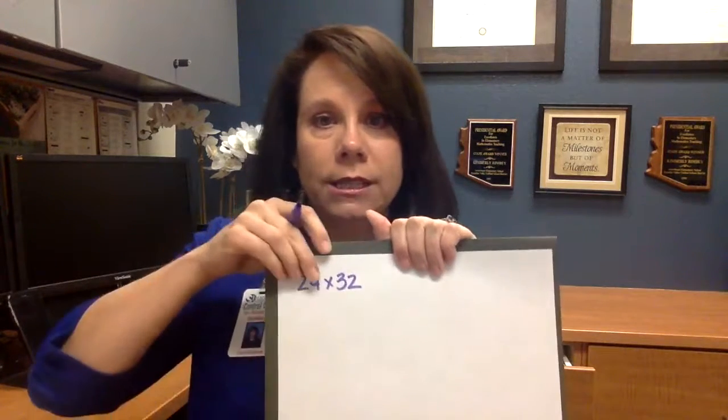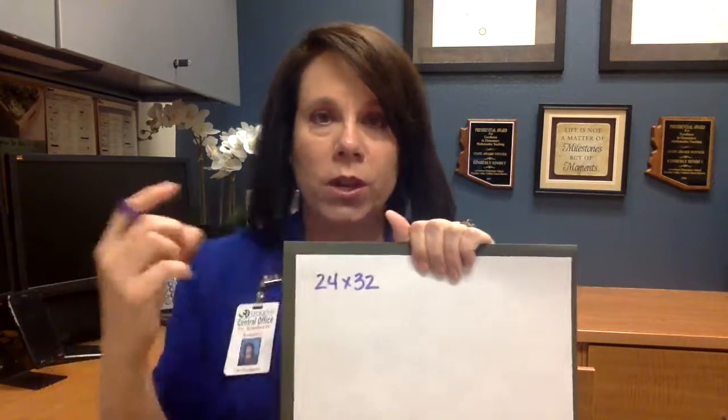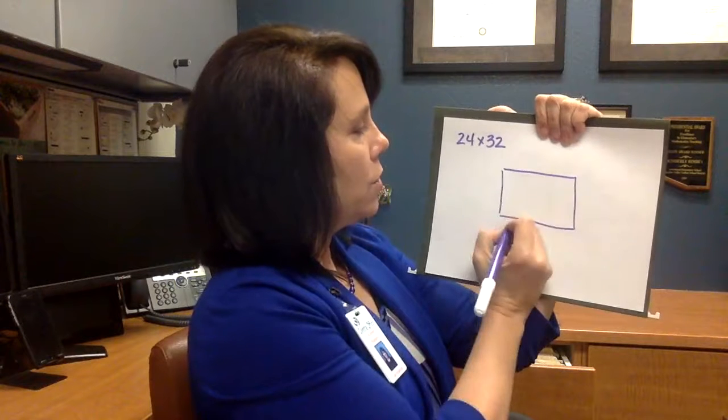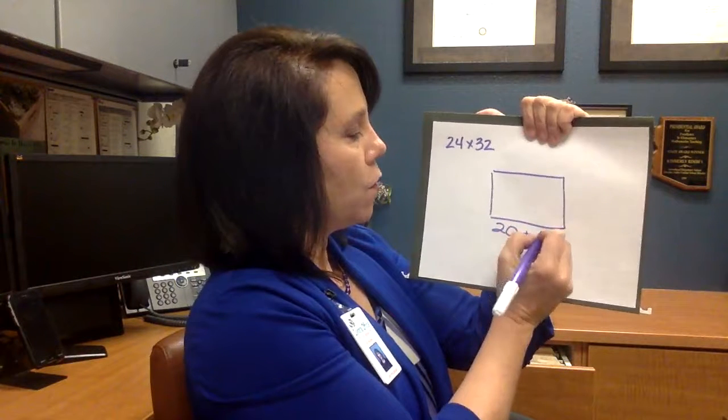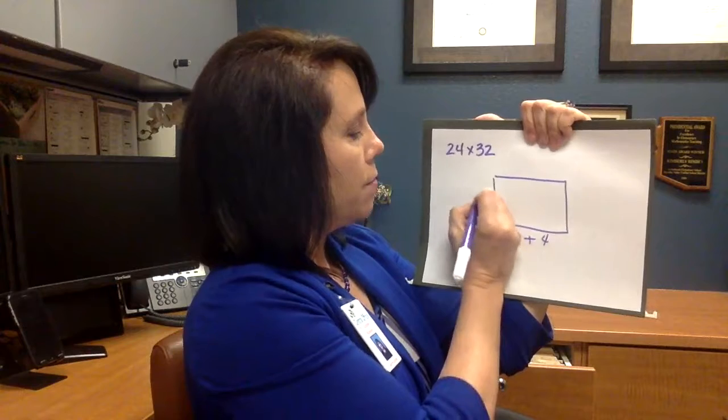One last try with this. Let's take a look at 24 times 32. So as you can see, each of these are 2-digit numbers. So we're going to need 2 rows going across and 2 columns going up and down. So here I will draw out 20 plus 4 and 30 plus 2.